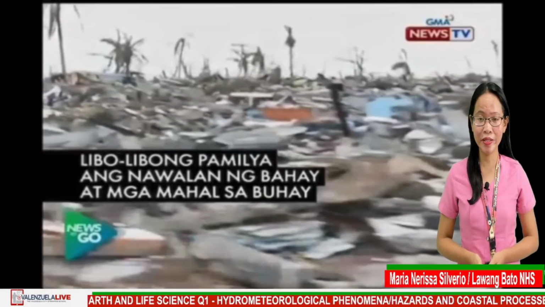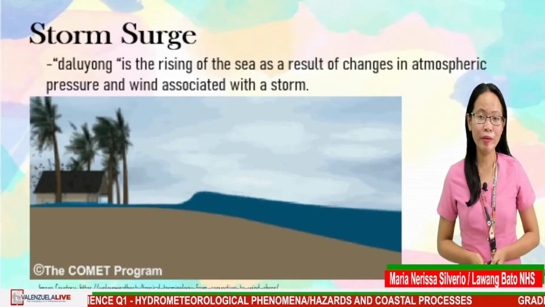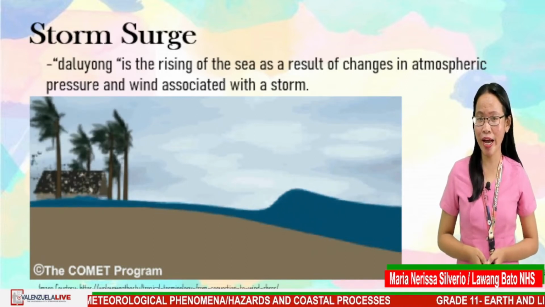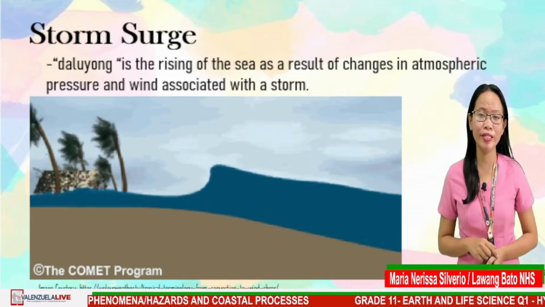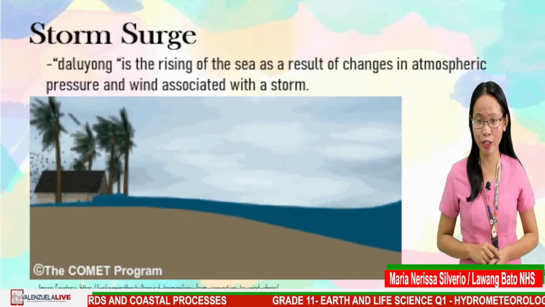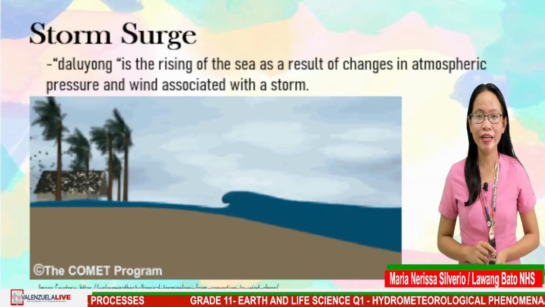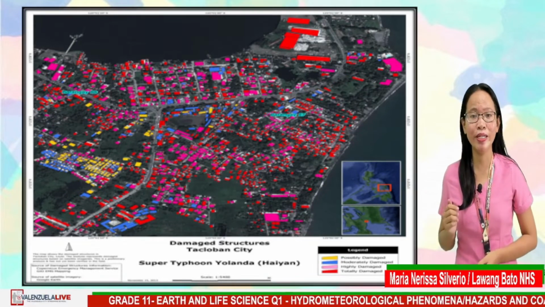What are the hazards brought by this typhoon? One of the vivid hazards of the super typhoon Yolanda is what we know as the storm surge. A storm surge or daluyong is the rising of the sea because of the changes in atmospheric pressure and wind associated with the storm. This map shows the damage in structure in Tacloban City.